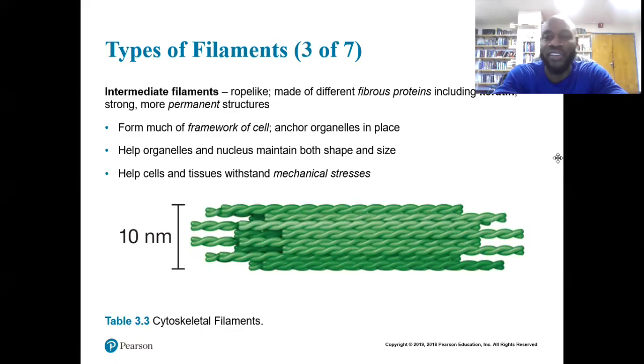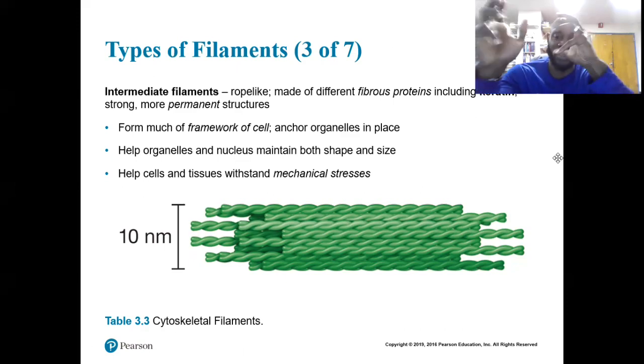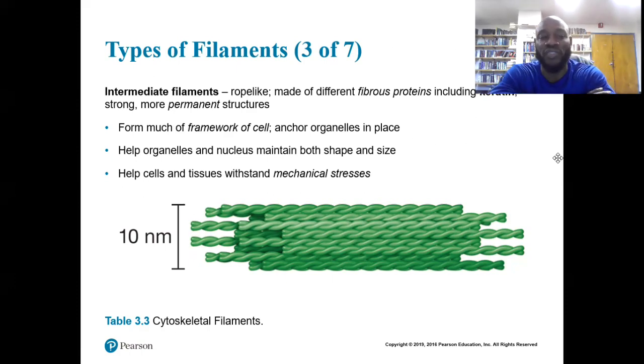We also have intermediate filaments made of different fibrous proteins, such as keratin. Keratin is in your skin, your nails, your hair. You've probably heard of keratin. They form much of the framework of the cell and anchor organelles in place. We don't want organelles just floating around the cell; we want them in a specific location. They help organelles and the nucleus maintain their shape, and help cells and tissues withstand mechanical stress. So that's your intermediate filaments.